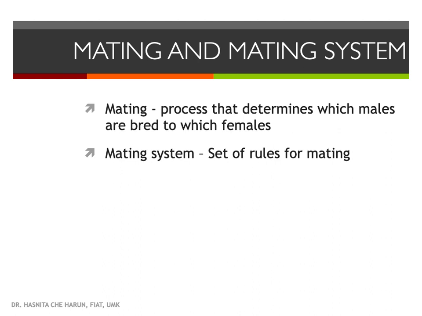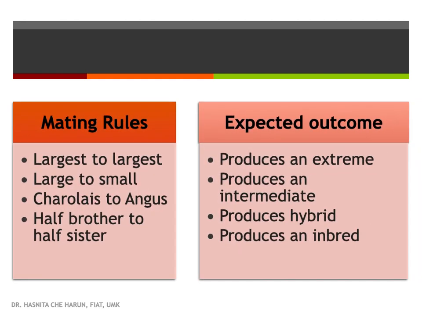Now we move to the mating and mating system. Mating is actually the process that determines which males are bred to which females. And then the mating system is a set of rules for doing the mating. So here we explain the mating rules and how we expect the outcome will be.